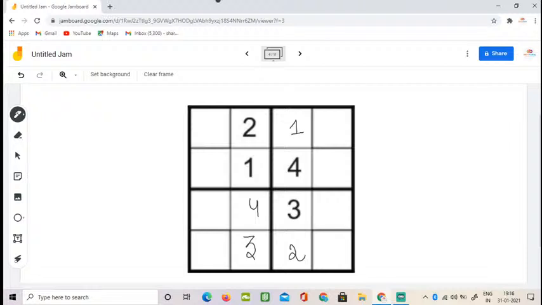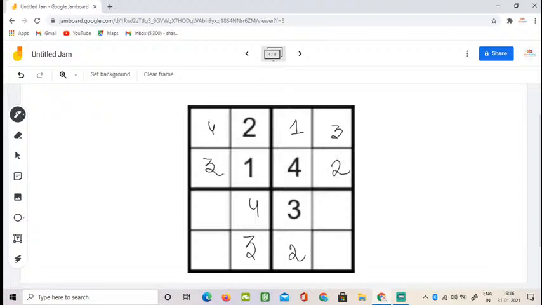And the leftover numbers in the first row are 3 and 4. So I can write any number anywhere. I'll just write 3 on this side and 4 on this side. Okay, and then in the second row, the numbers 2 and 3 are missing. So we should write the number 3 over here and then the number 2 over here.